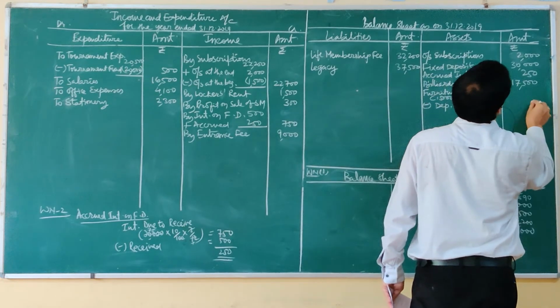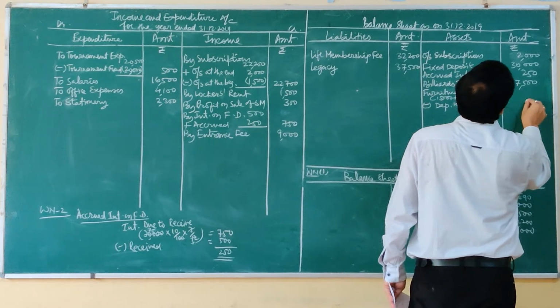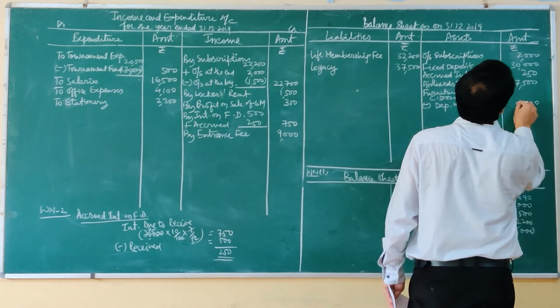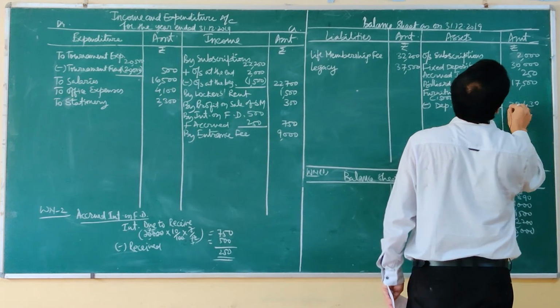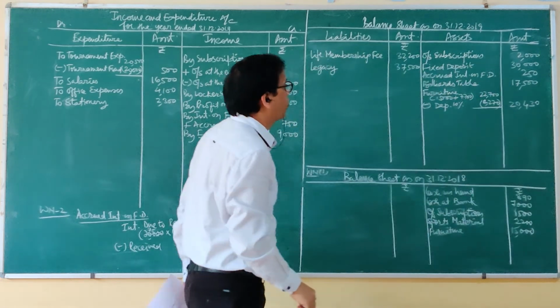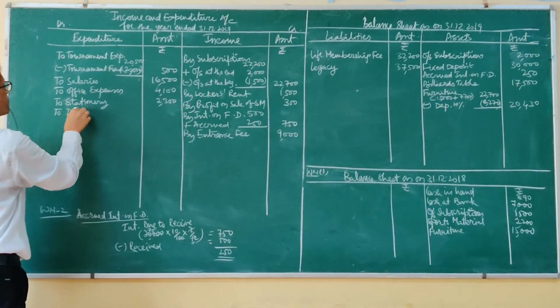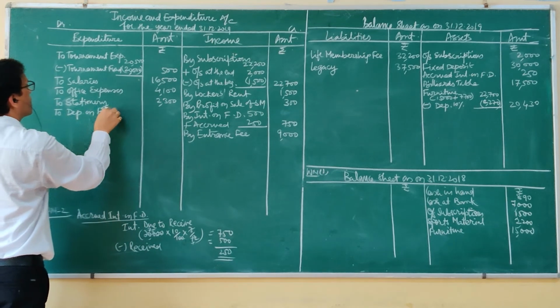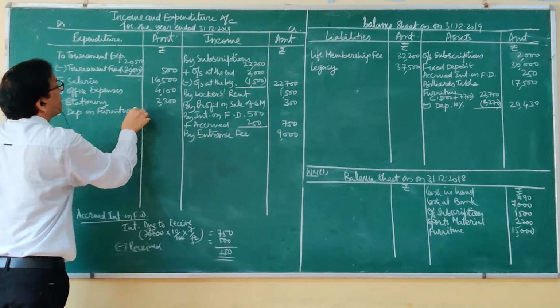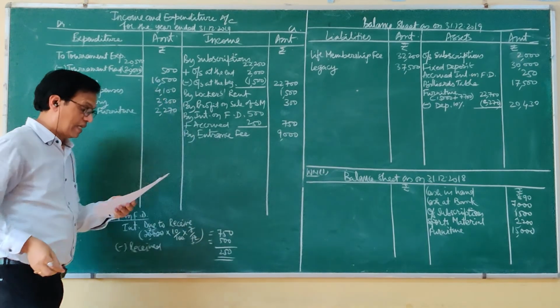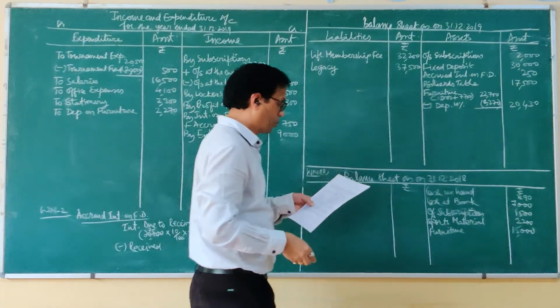So the balance is 20,430, and this depreciation we take here, to depreciation on furniture. It is 2,270. Then next item is sports equipment.